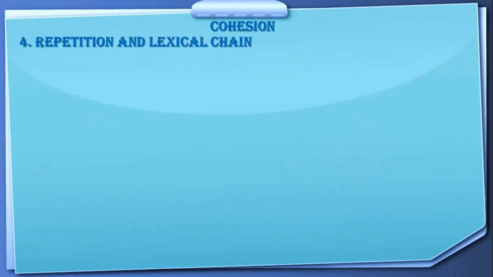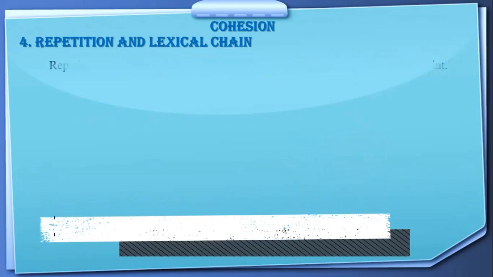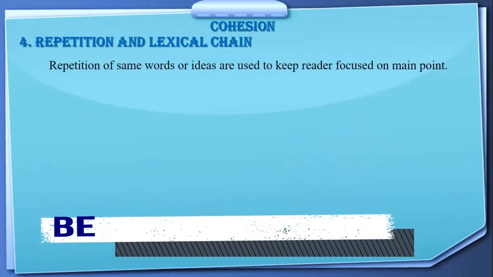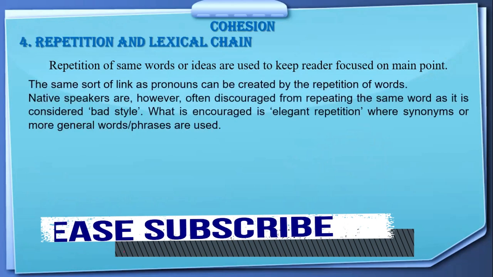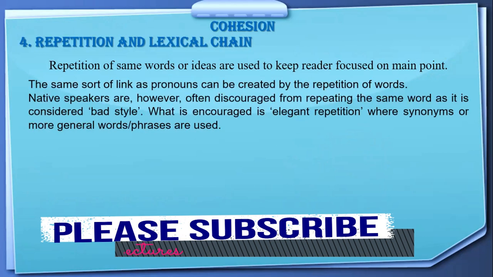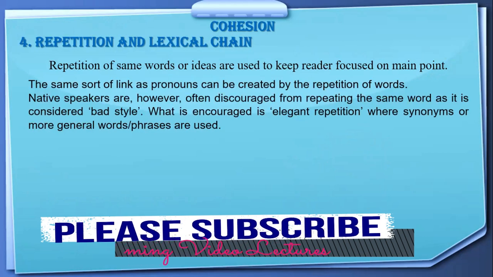Here is actually the fourth area we are going to discuss in cohesion, that is repetition and lexical chain. Repetition of same words or ideas are used to keep the reader focused on the main point. The same sort of link as pronouns can be created by the repetition of words. Native speakers are, however, often discouraged from repeating the same word as it is considered bad style. What is encouraged is elegant repetition, where synonyms or more general words and phrases are used.